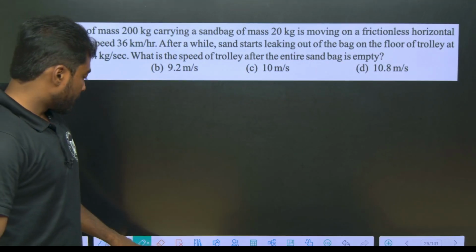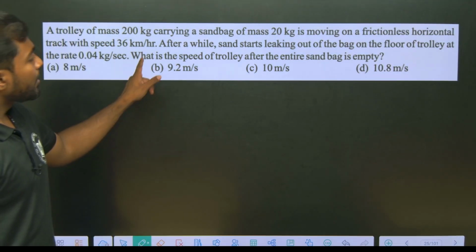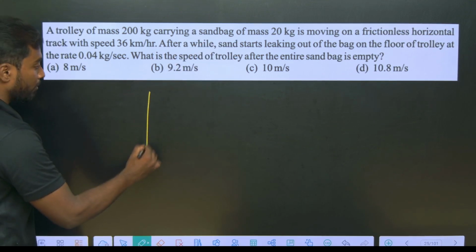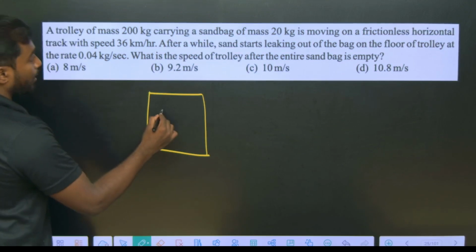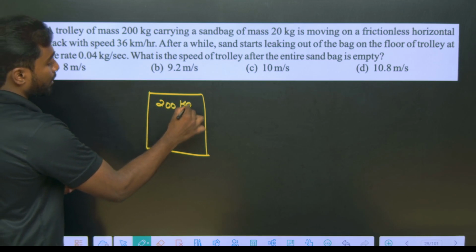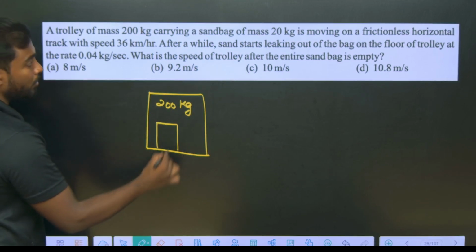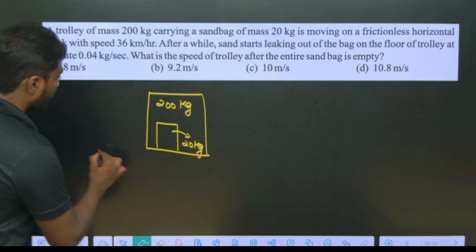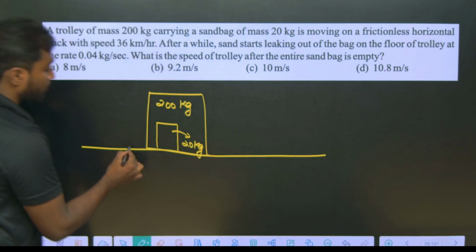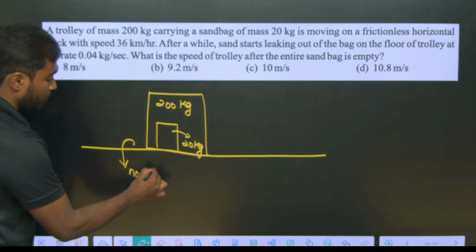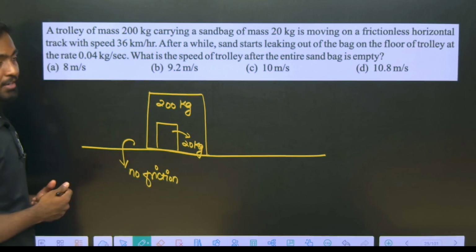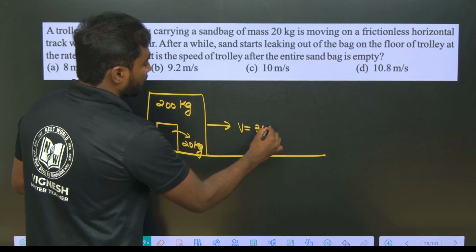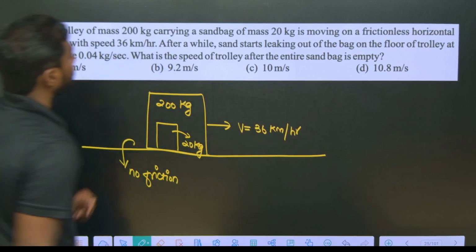See, keep in mind that when you are seeing the question here, there is a trolley which is carrying a sandbag. So there is a trolley, which is of mass 200 kg, and one more sandbag inside the trolley which is of mass 20 kg, right? It is moving on a frictionless horizontal surface. Okay, no friction here. And it is going with the speed of v equal to 36 kilometer per hour.